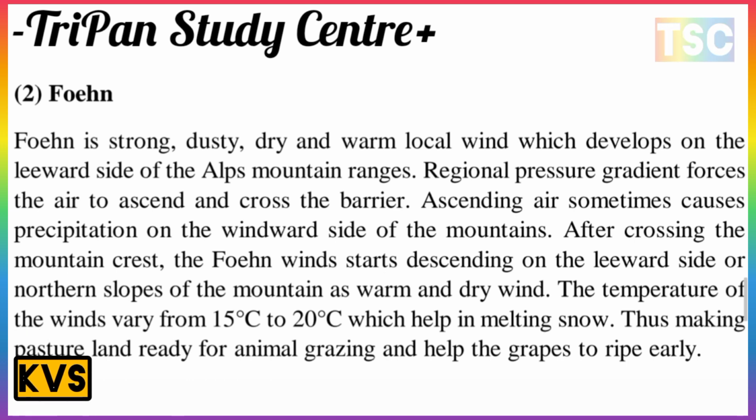Ascending air sometimes causes precipitation on the windward side of the mountains. After crossing the mountain crest, the Foehn wind starts descending on the leeward side of the northern slope of the mountain as a warm and dry wind. The temperature of the wind varies from 15 degrees Celsius to 20 degrees Celsius, which helps in the melting of snow, thus making pastureland ready for animal grazing and helping the grapes to ripen earlier. That is important here.